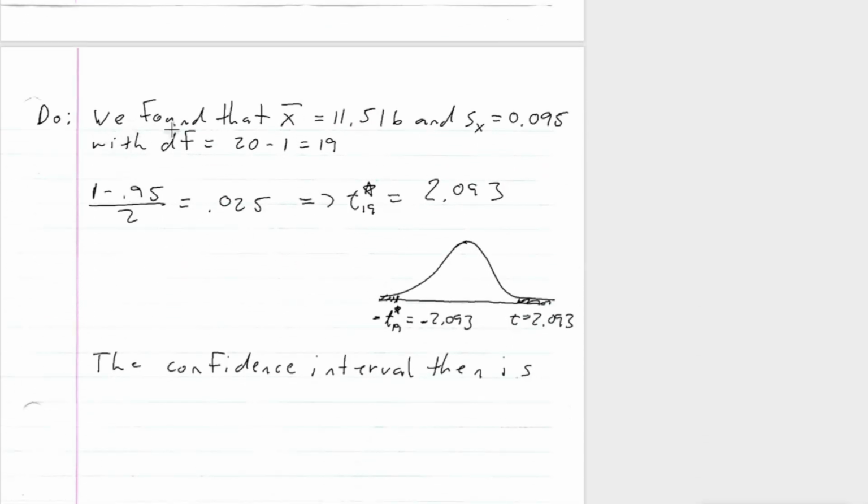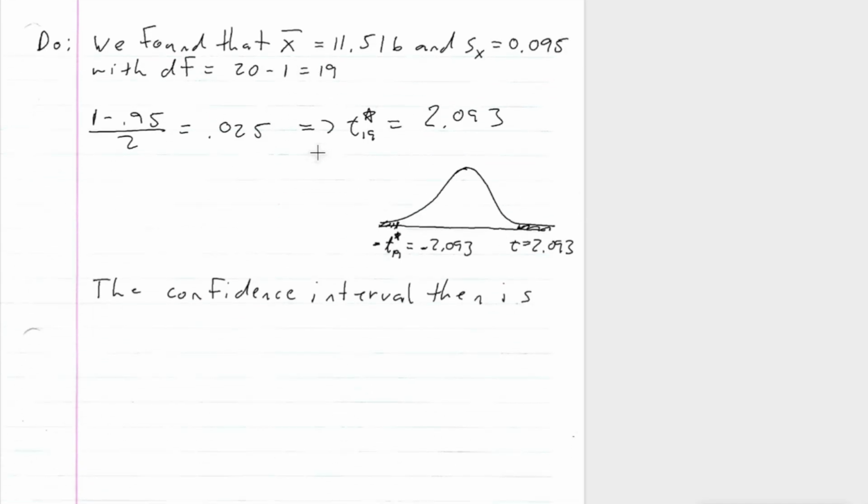In the previous problem, we found that x bar was 11.516, and the standard deviation of x was 0.095. And of course, since we're doing a t distribution, the degrees of freedom will be 20 minus 1, which is 19. Remember, this is a confidence interval, so we have to do (1 minus 0.95) over 2 to get both of the tails, and that is equal to 0.025.